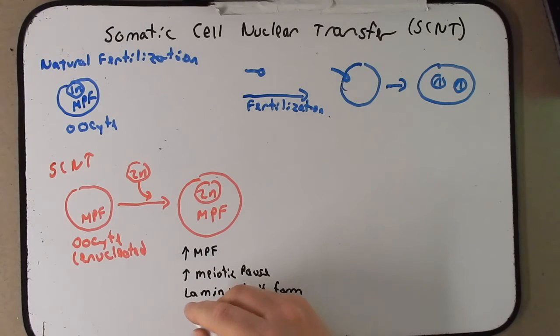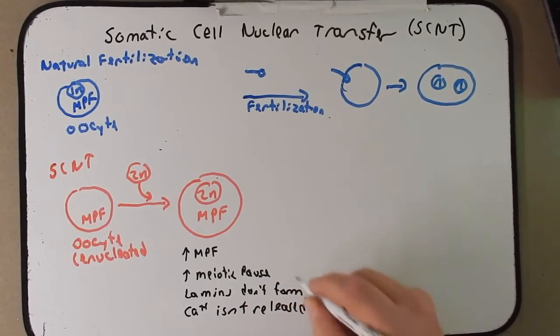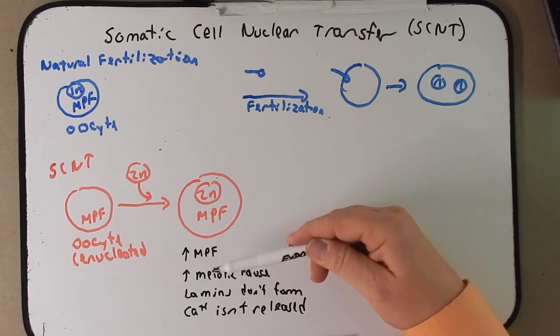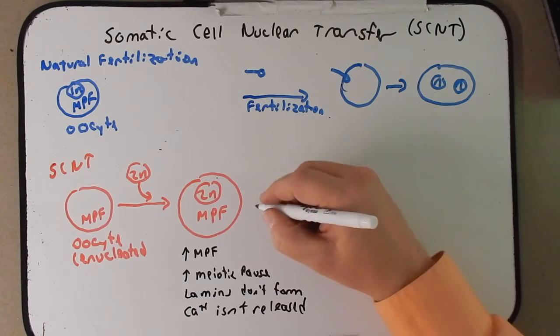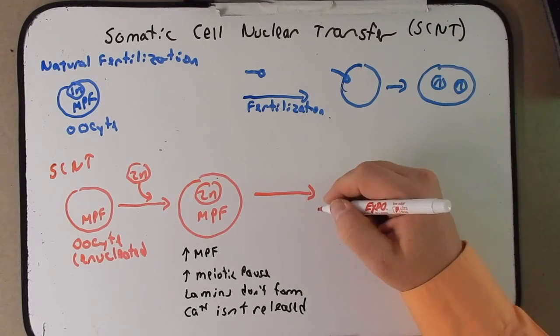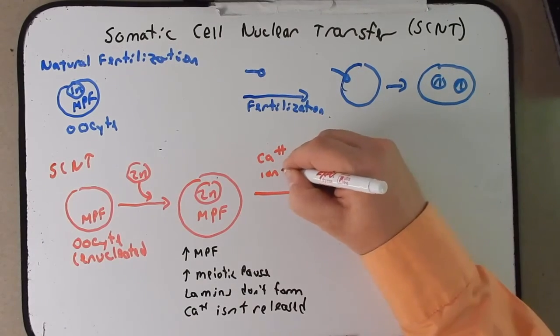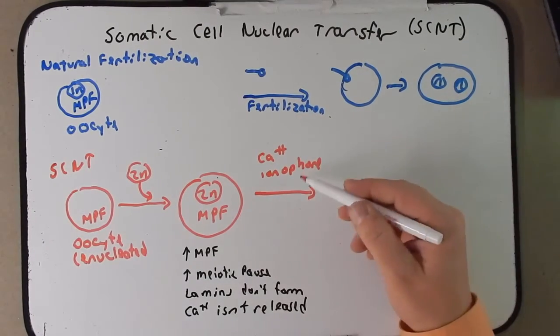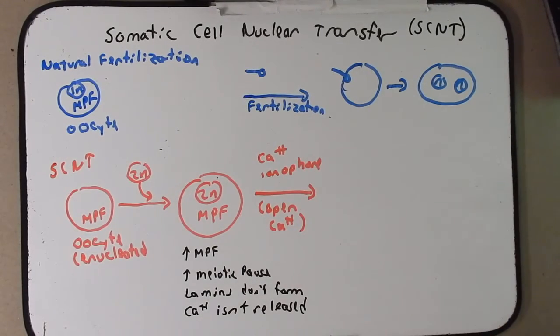And these things don't occur because calcium isn't released from the stores within the cytoplasm of the oocyte. So you don't have this calcium wave moving across the fertilized egg, or in this case the SCNT egg. But what they can do is use something called a calcium ionophore. And what this will do is open calcium channels and allow for that calcium to be released.